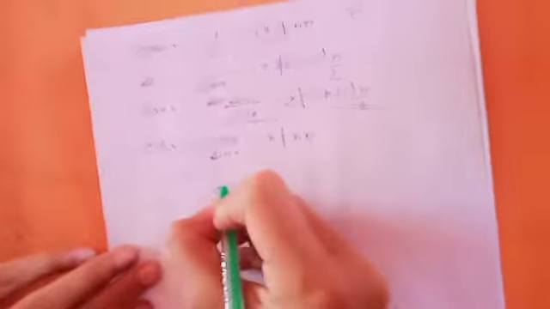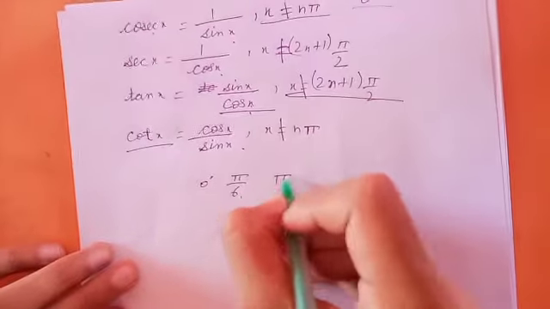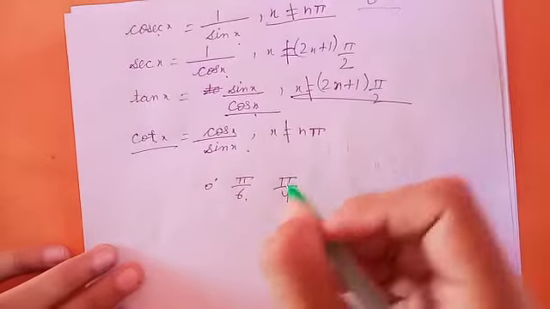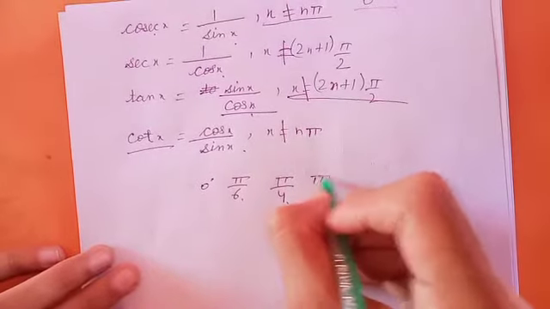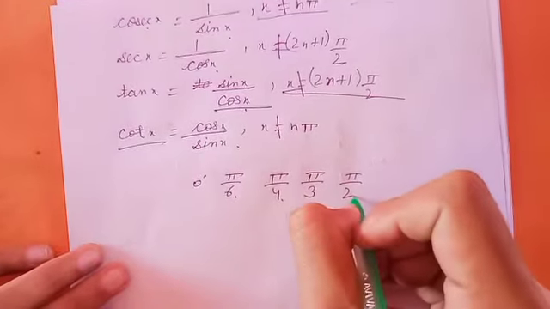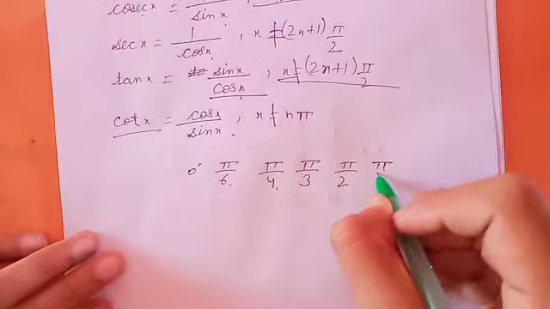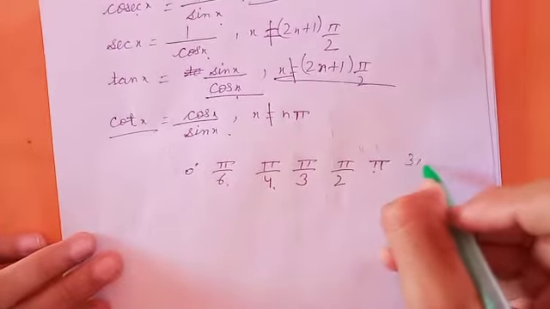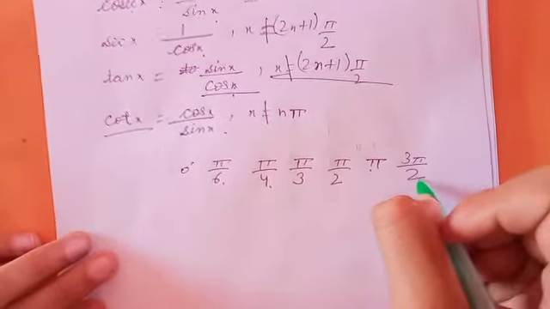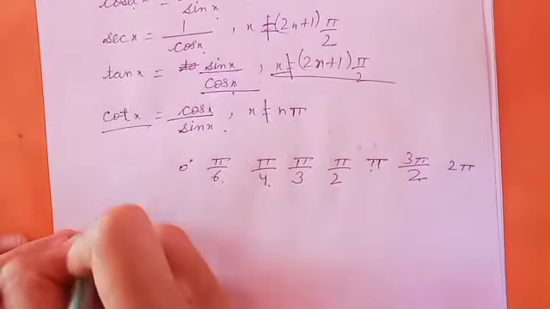Now you all know the trigonometric table you have formed in the 10th class. For 0 degree, pi by 6 means 30 degree, pi by 4 is 45 degree, pi by 3 is 60 degree, pi by 2 is 90 degree. Now we will extend it for other main angles. At pi, 180 degree, 3 pi by 2, 270 degree, and 2 pi.